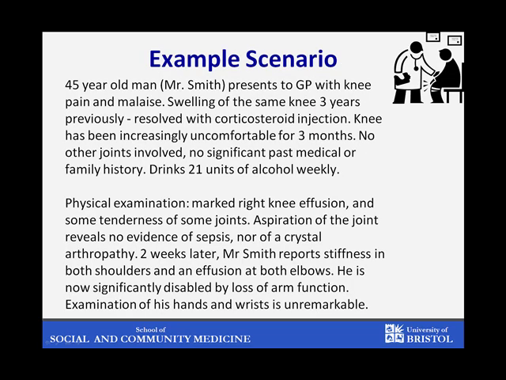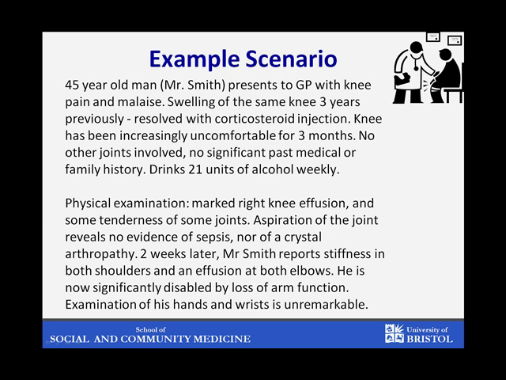In this case, we have a 45-year-old man, let's call him Mr. Smith, who presents to his general practitioner with knee pain and malaise. He's had swelling of the same knee 3 years ago, but that resolved with injections of corticosteroids. The pain's becoming increasingly uncomfortable over the last 3 months, but there's no other evidence of other joints involved, and there is no significant past medical or family history. He drinks around 21 units of alcohol a week.